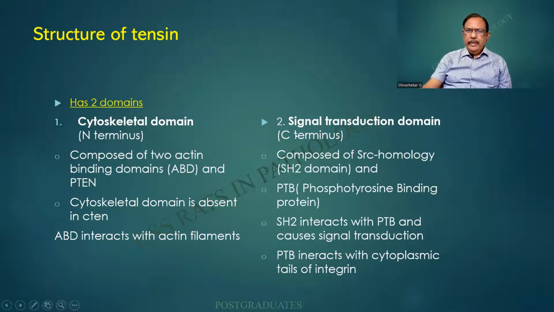Here again, the signal transduction domain is composed of SRC homology domain, SH2, and phosphotyrosine binding protein, PTB. The SH2 interacts with the PTB and causes a signal transduction. So there is a binding, there is a signal, there is a transduction of the signal, and then it acts upon the actin, myosin, whatever it is.